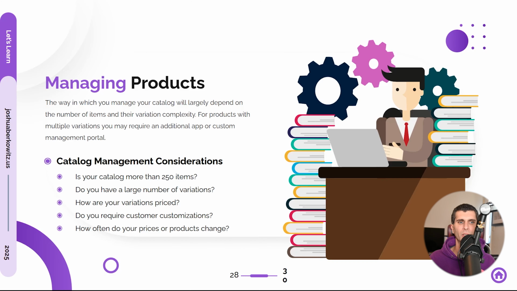So let's look at managing your product. What are types of questions that you might have to ask when getting started to see if this BigCommerce deal is for you? The way in which you will manage products will largely depend on the number and complexity of the items within your catalog. So, what are some considerations you might ask yourself? Well, is your catalog large? Do you have more than 250 items, and do those items have variations?